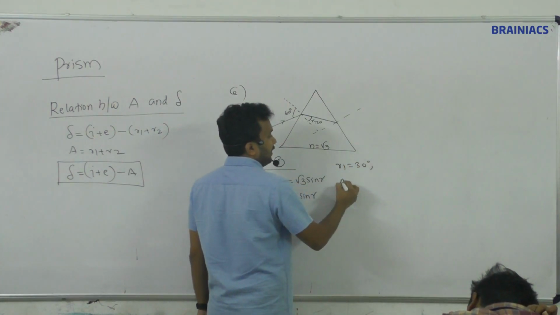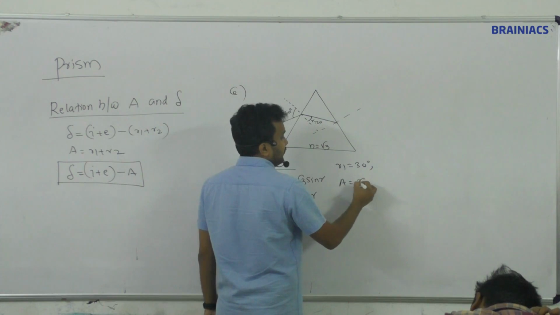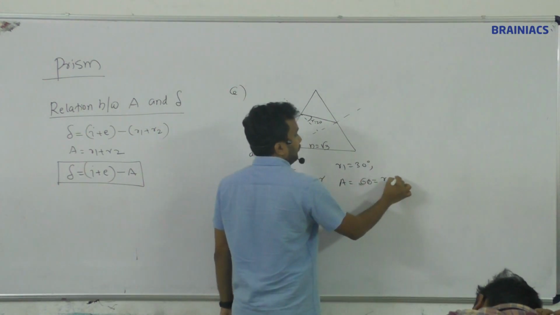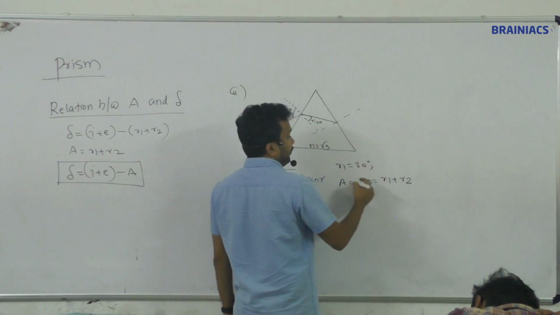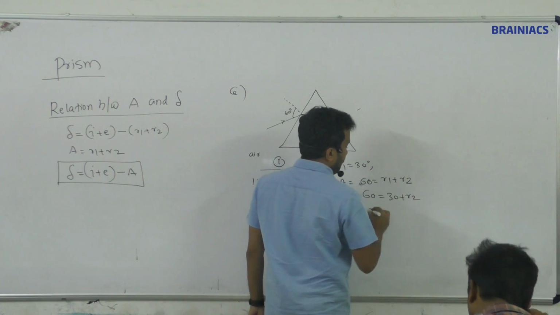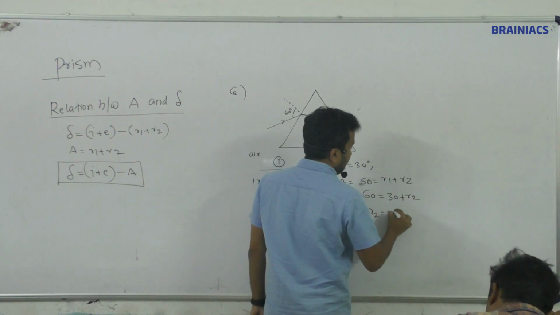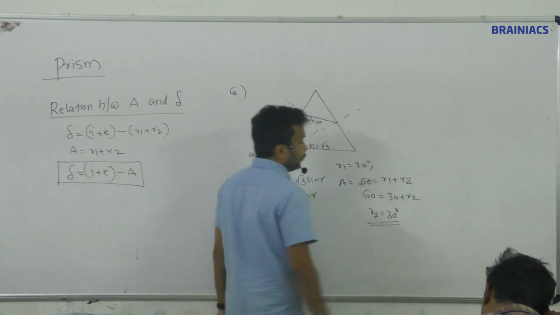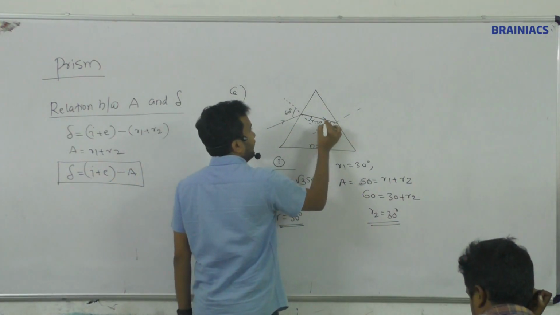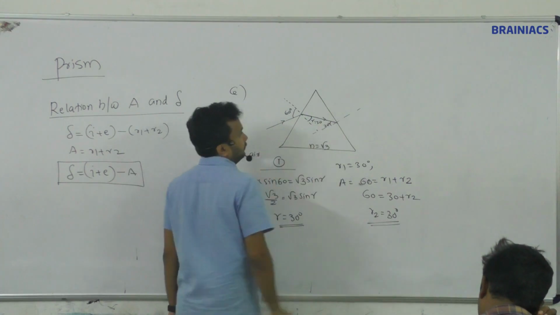I know the prism angle A equals 60 degrees, which equals R1 plus R2. But R1 I already know is 30. So 30 plus R2, so R2 equals 30 degrees. So I got this incident angle is also 30 degrees.